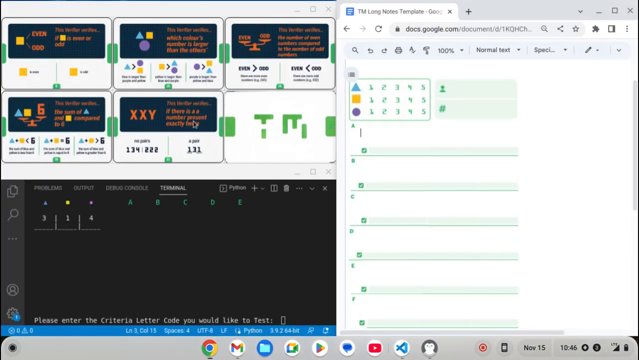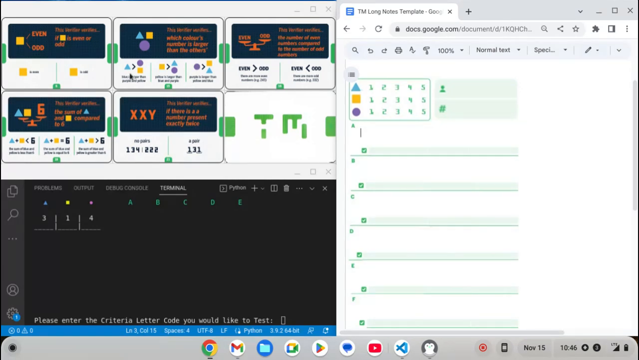So in the grid above, we've got our 5 criteria cards. On the top row, we've got criteria card A, criteria card B, and criteria card C. On the bottom row, we've got criteria card D, and finally, criteria card E. Criteria card A takes a look at our middle digit, the square digit, and the Turing Machine will let us know whether it's an even digit or an odd digit. Criteria card B will take a look at our 3 digits, triangle, square, and circle, and the Turing Machine will let us know which one is the absolute largest.